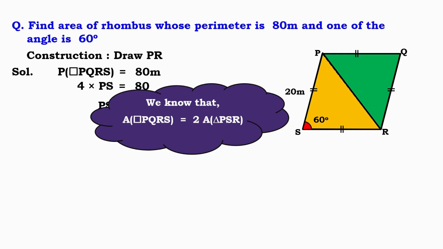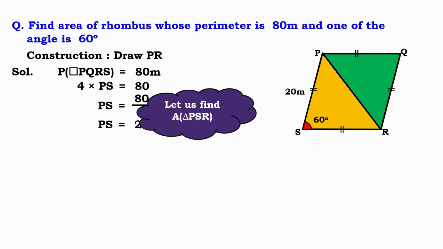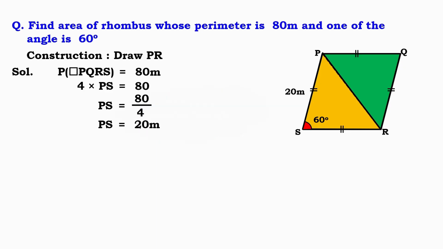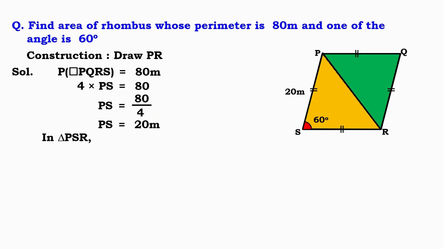But we already know that the diagonal in a rhombus, the diagonal divides it into two equal triangles. So the area of rhombus PQRS will be equal to 2 into triangle PSR. So now let us find the area of triangle PSR. But if you take a look, triangle PSR, PS equal to SR, that means it is an isosceles triangle. So in triangle PSR, PS equal to SR equal to 20 meter.